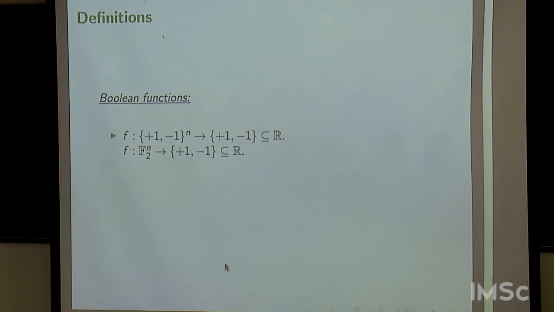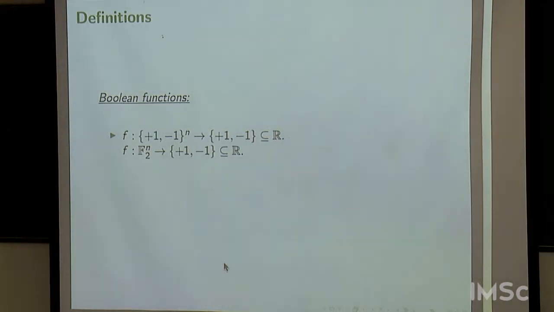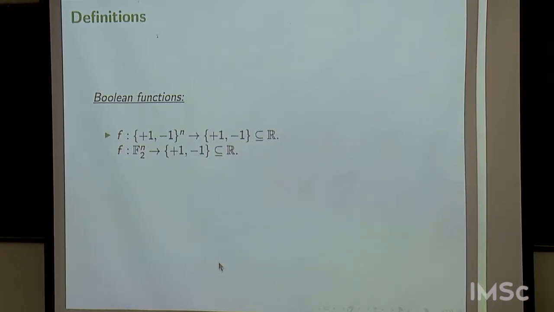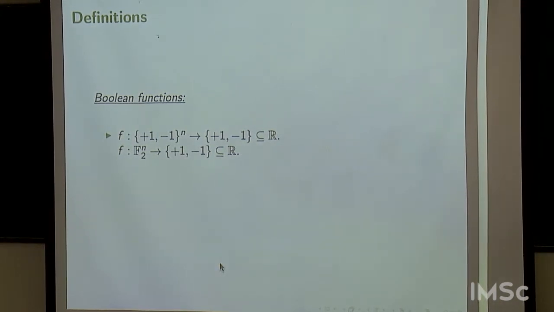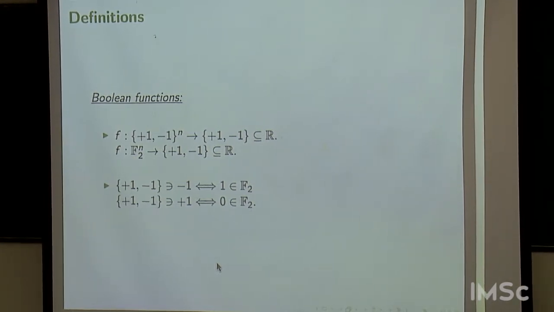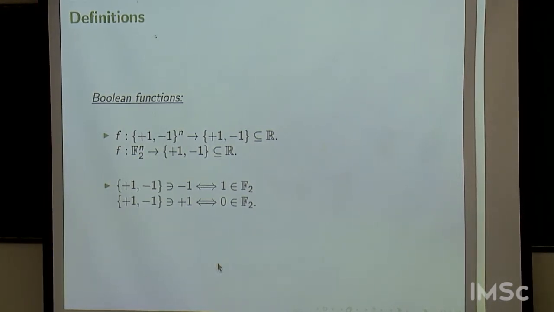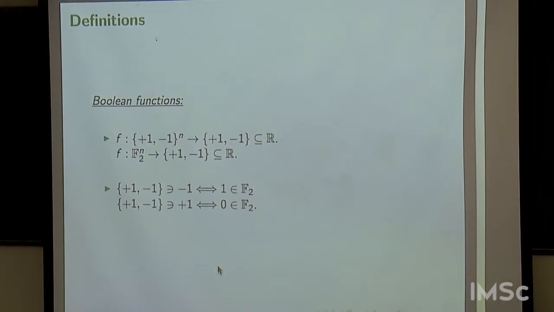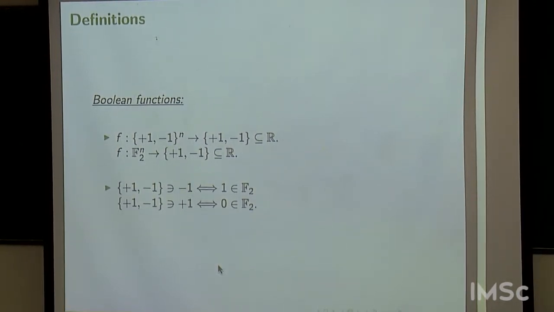We'll actually take two views of the domain. Sometimes we'll view the domain as the n-dimensional vector space F2 to the n over the field F2. And whenever we think of it as plus minus 1 to the n, we'll think of it as a subset of R to the n. And the range is always plus minus 1 in R. To switch between the two views, the minus 1 in plus minus 1 is identified with 1 in F2, and plus 1 is identified with 0 in F2. It's just a natural isomorphism between the two groups, plus minus 1 under multiplication and 0, 1 under modulo 2 addition.